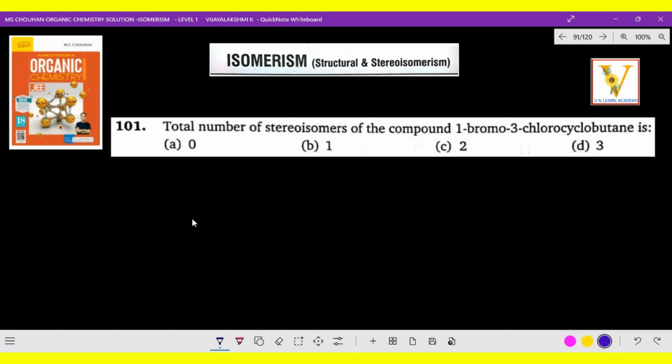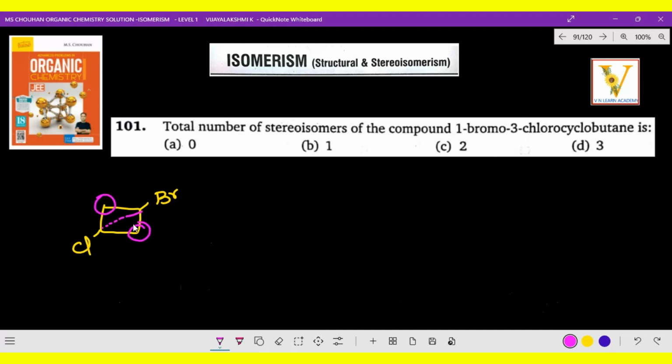This is a very simple question. Let us discuss. First, let me draw the diagram of the compound: cyclobutane with 1-bromo and 3-chloro. As you observe here, when we cut over there, a plane of symmetry is present.